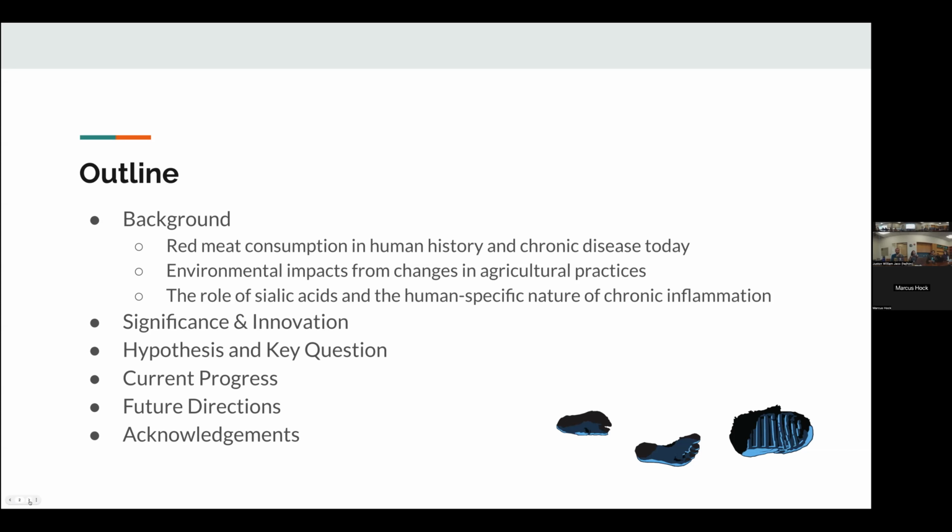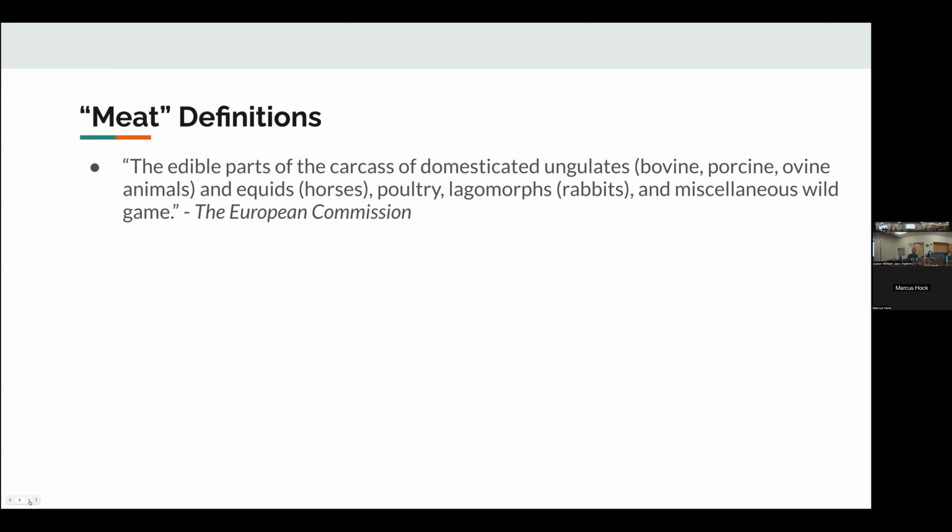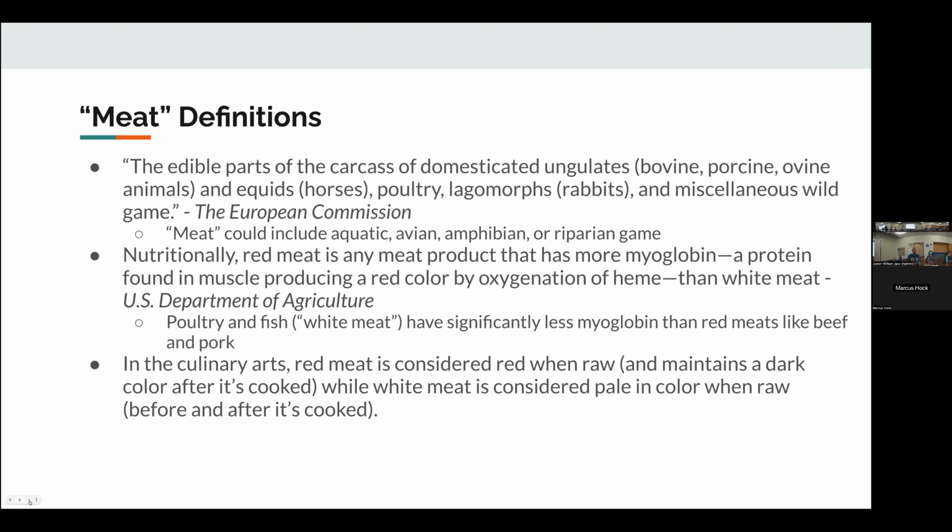So I'm going to talk about red meat briefly and the role of human evolution, and then explain why it might have some issues that might be important for those who study biological sciences or health and disease. Just so we're all on the same page, there are lots of definitions of meat used to study it in human evolution. With respect to epidemiology, it's very different nutritionally from what they define it as culinary. In the culinary arts, red meat is considered red when raw and maintains a dark color after it's cooked. And white meat is considered pale in color when raw or after it's cooked.